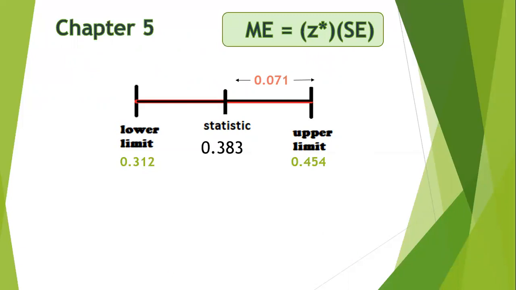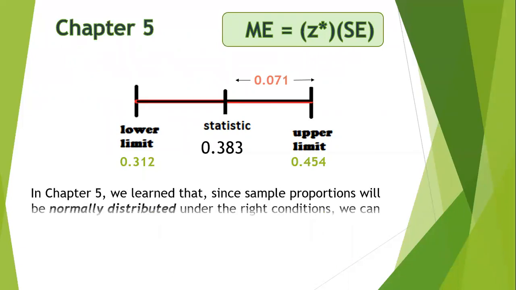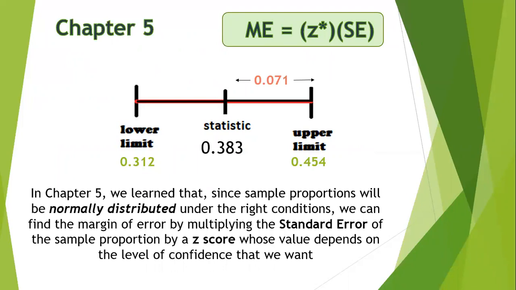In chapter 5, we learned something critical. We learned that since sample proportions will be normally distributed under the right conditions, we can find the margin of error by multiplying the standard error of the sample proportion by a z-score, whose value depends on the level of confidence that we want. So margin of error will be z-score times standard error. That was the critical result from chapter 5.